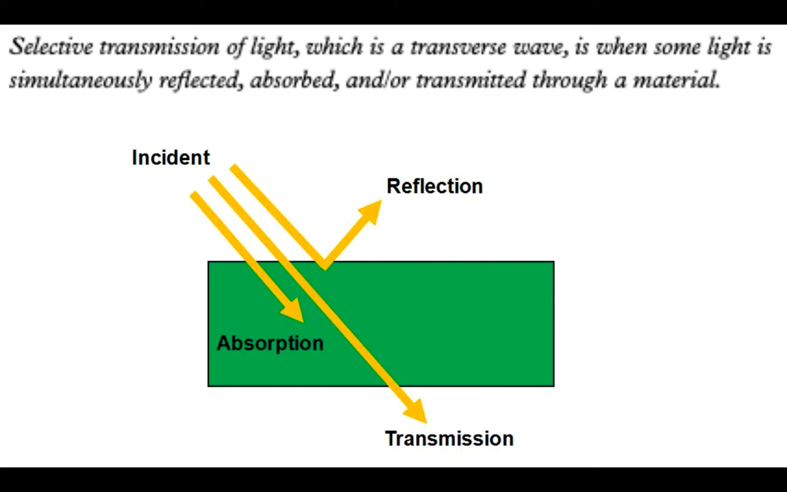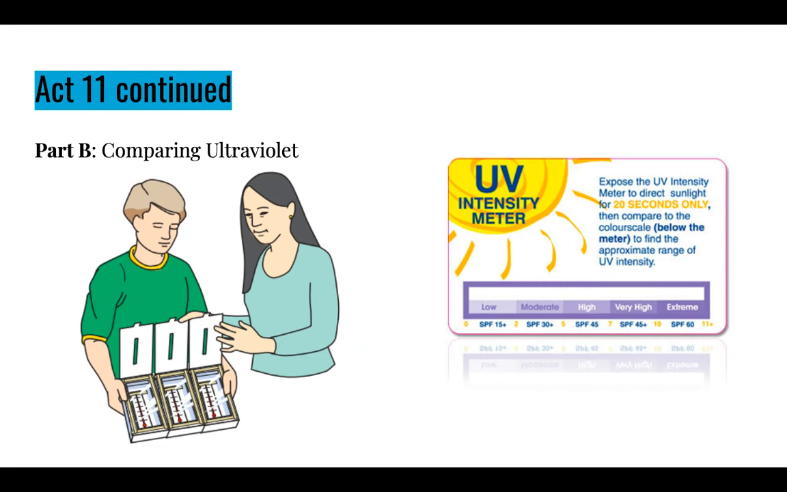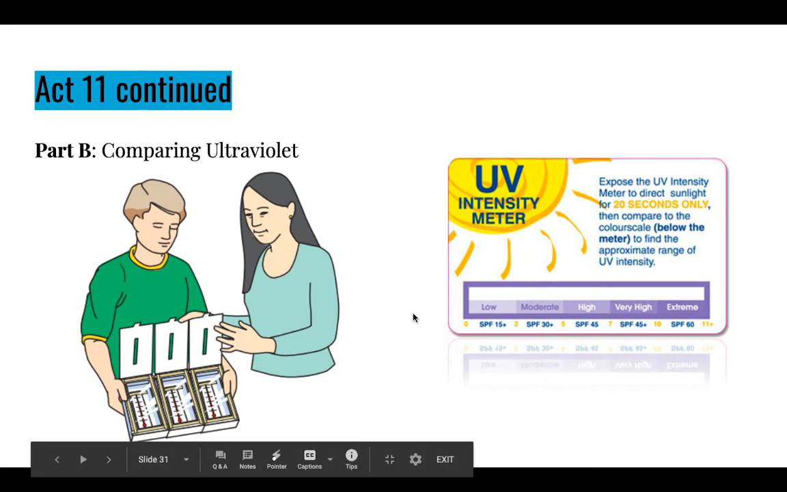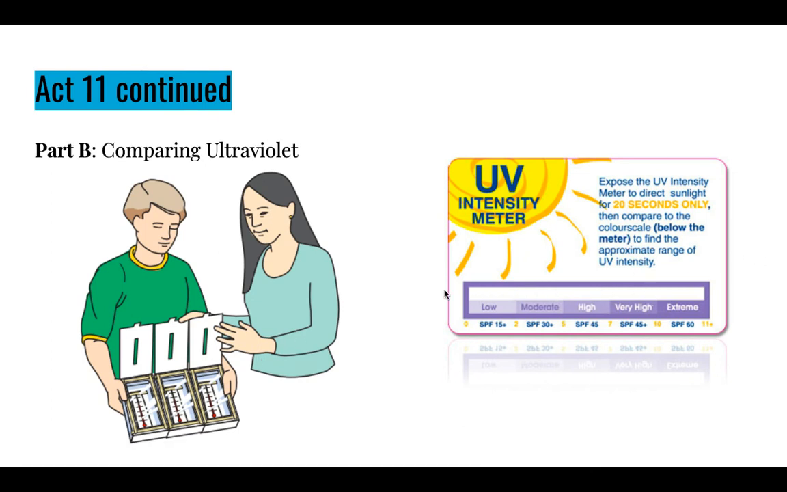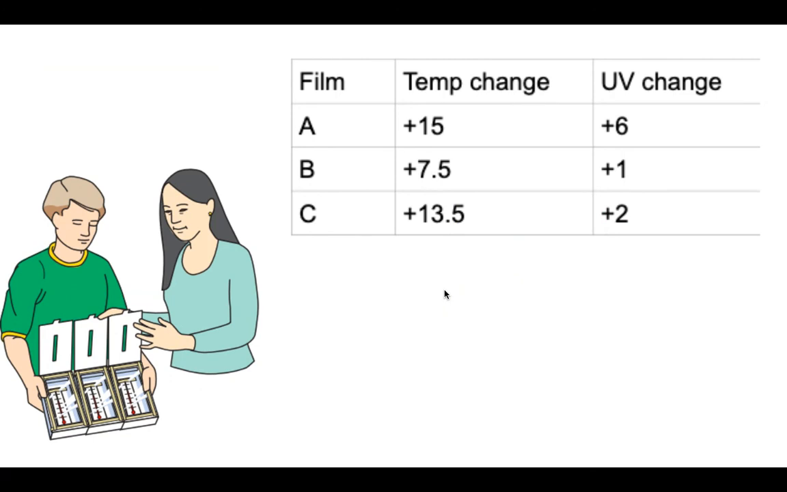So selective transmission of light, which is a transverse wave, is when some light is simultaneously reflected, absorbed, and transmitted. So all of this can happen. And in our scenario, we noticed that a lot of it did happen. Then we went to comparing ultraviolet, and we took out the thermometers. I didn't have a picture, so these guys are still holding the thermometers in their container. But we took those out and we put in these UV cards. And we watched how that UV strip was going to change colors. And here's the data that we collected.